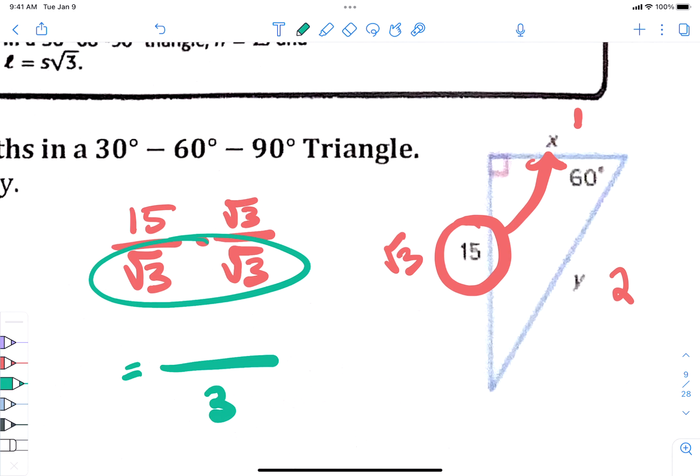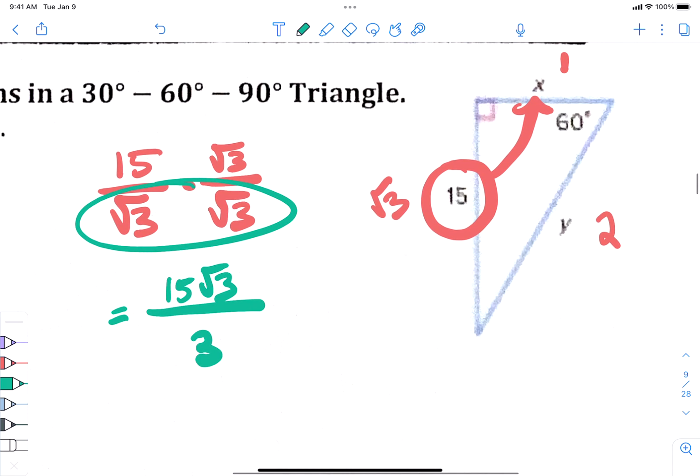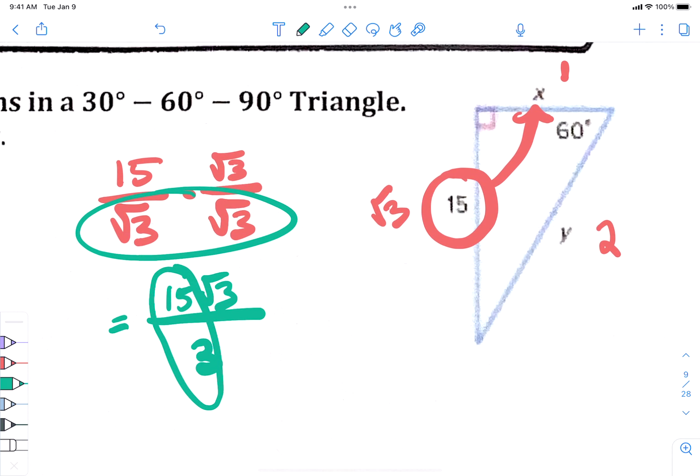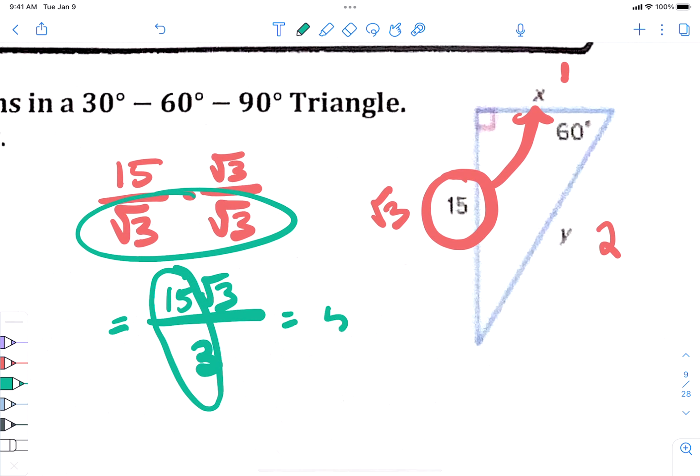What's 15 times the square root of 3 on the top? 15 square roots of 3. But then, reduce. 15 and 3 will reduce, and that is 5 square roots of 3, right? Okay. So this is 5 square roots of 3, right? Okay, do you remember before when we had the 12 and we were trying to find the 1 side and I said you take it, you split it in half and then you attach the square root of 3? Now you're going to divide it by 3 and attach the square root of 3, right? Like that's a little trend there.